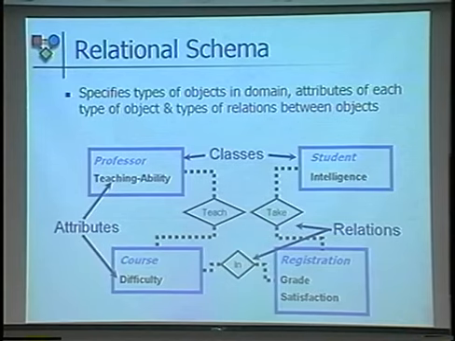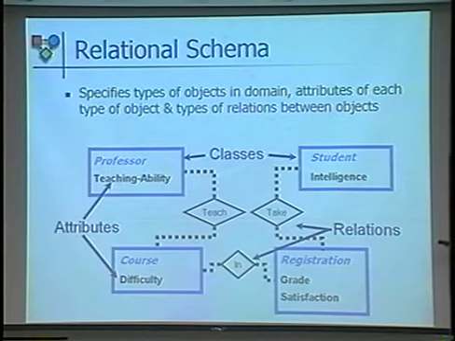What we have in a relational schema is a specification of the types of the objects in the domain. For instance, we have professors, students, courses, and so on. And we have the attributes for each of them. So students have intelligence, professors have teaching ability, and so on. Now, we also have relationships between those classes. So professors teach courses, students register in classes. So each registration record is linked to the student who registered and to the course in which they're registered.